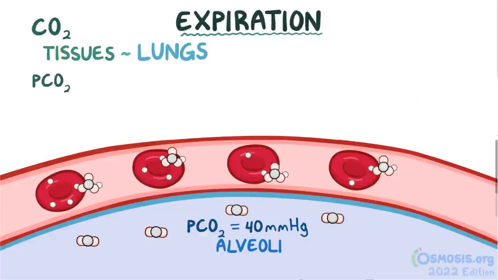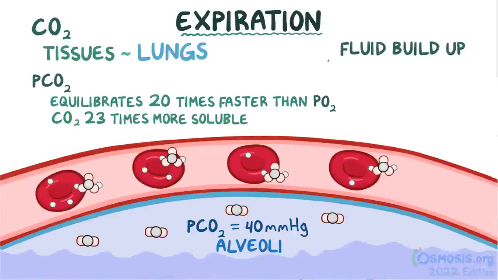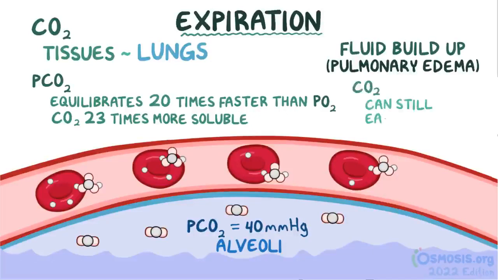Partial pressure of carbon dioxide in the alveoli and blood equilibrate about 20 times faster than oxygen. And this is largely because carbon dioxide is about 23 times more soluble than oxygen. This is super important because even when there's a buildup of fluid in the lungs, like in pulmonary edema, and it's tough for oxygen to diffuse into the blood, carbon dioxide can still easily diffuse out of the blood.